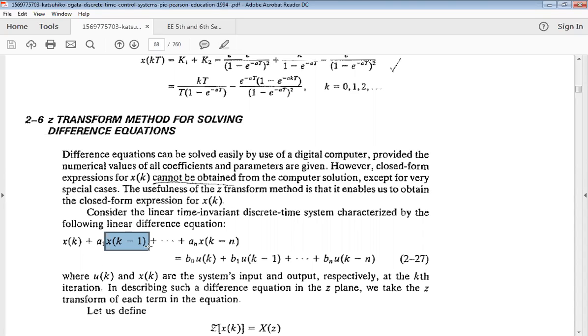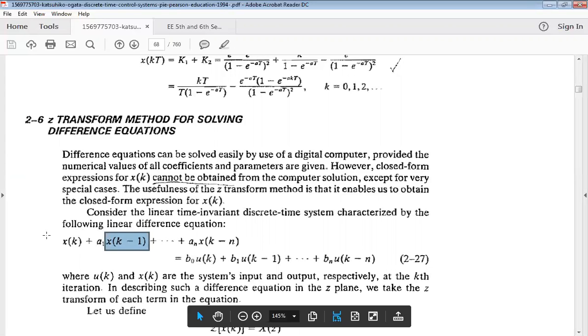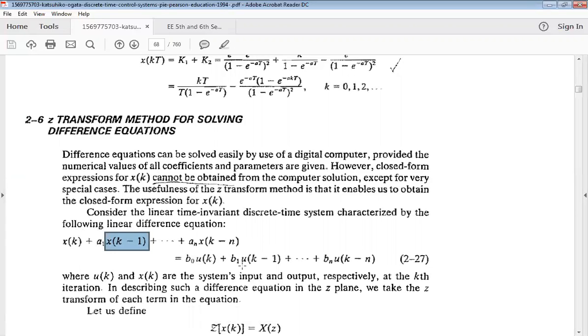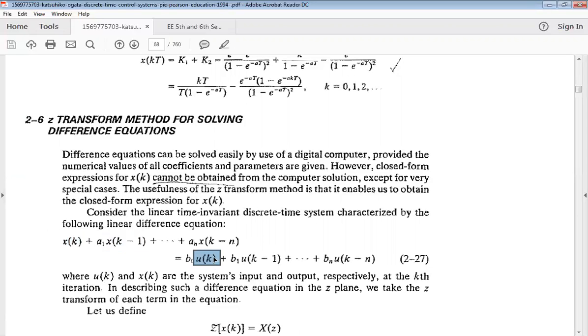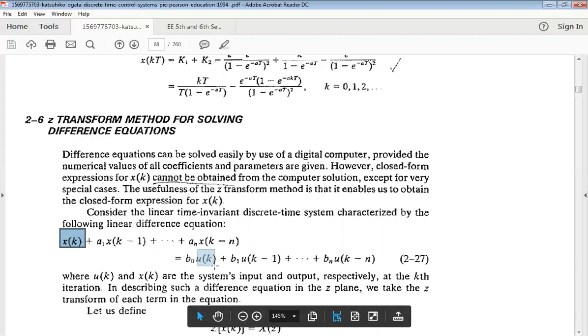So now, if you want to find out the transfer function of the discrete control system, what is the transfer function of discrete control system? X(z) divided by U(z). What is X(z)? X(z) is the z transform of the output signal and U(z) is the z transform of the input signal. So finally the transfer function is equal to z transform of output divided by z transform of input.